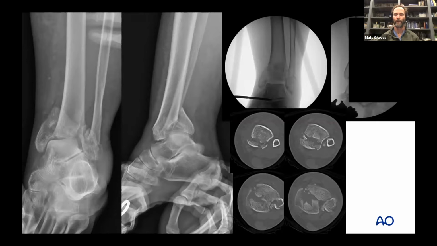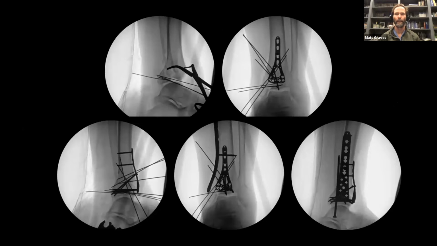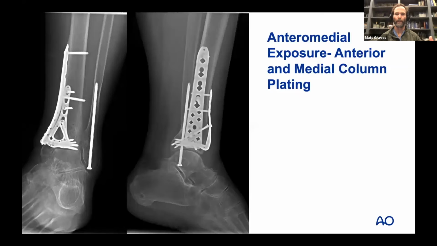So in this case, we made the decision to go anteriorly. An anteromedial approach allowed us to slide a clamp around posteromedially to get the posterior portion where we needed it to go, to reduce the impaction under direct visualization to see the articular surface, to place plates in place. And here's follow-up.